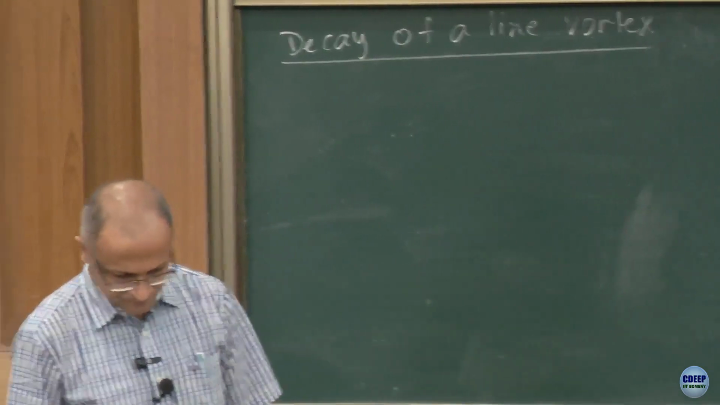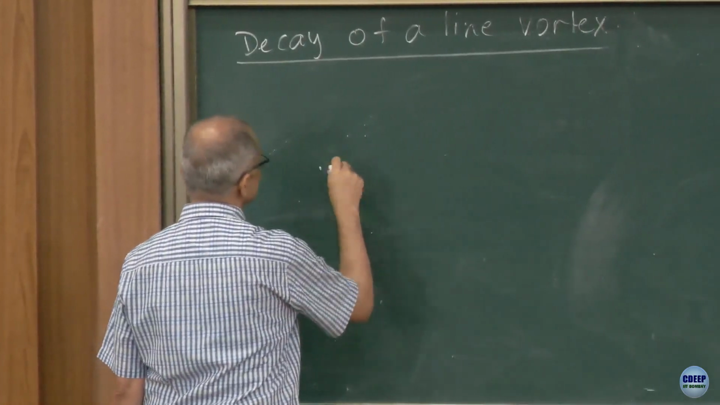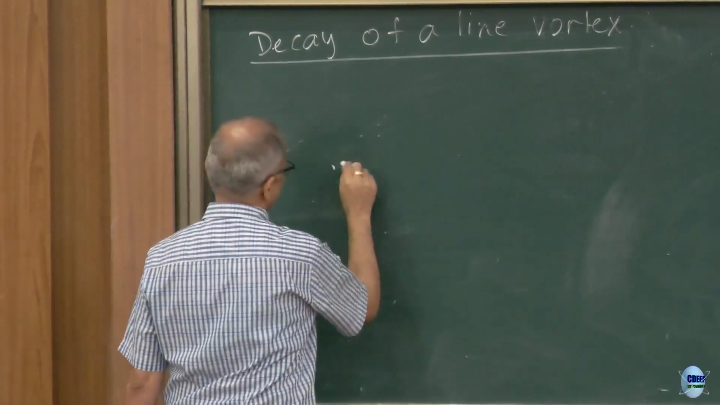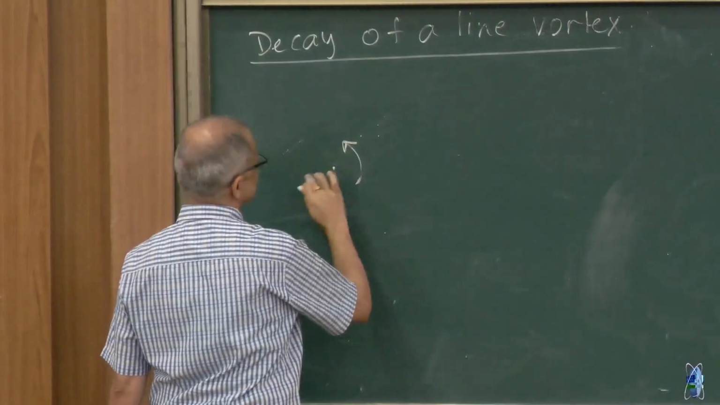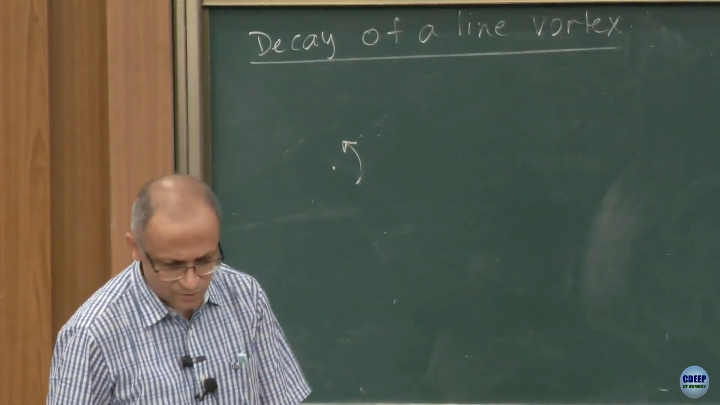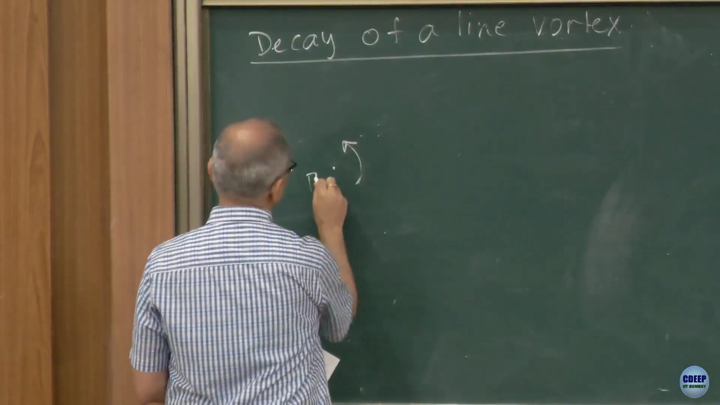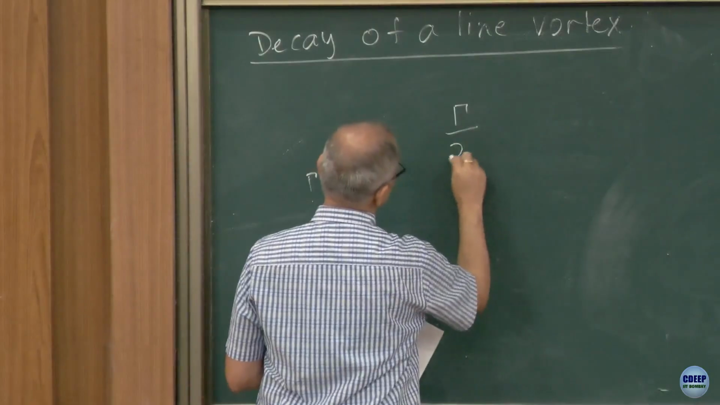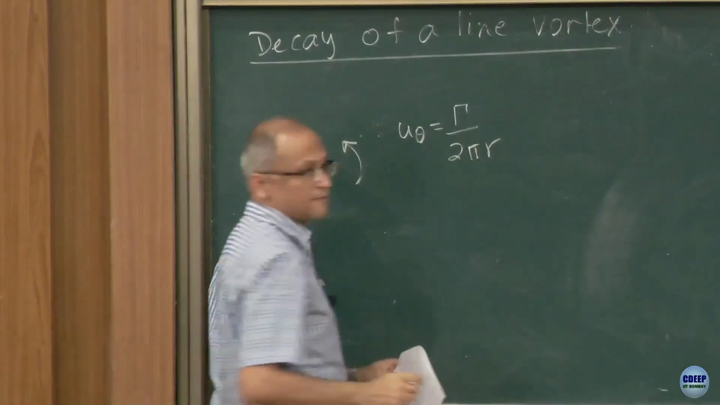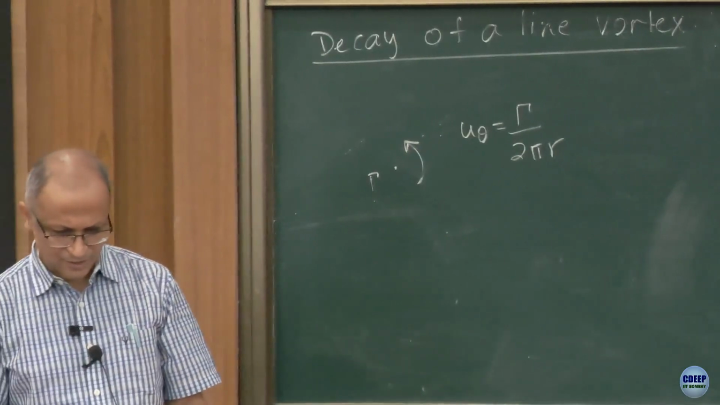So we have already said that there is a line vortex, which is here. Think of this as an infinite line that is just spinning, rotating in a certain direction. We know that the velocity it will induce, if this has a strength of gamma, is gamma upon 2 pi r everywhere. That is my u theta. We have already seen this enough number of times by now.